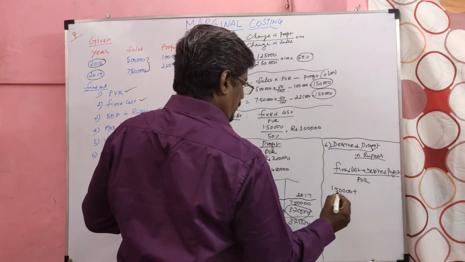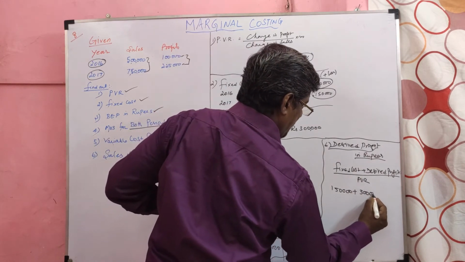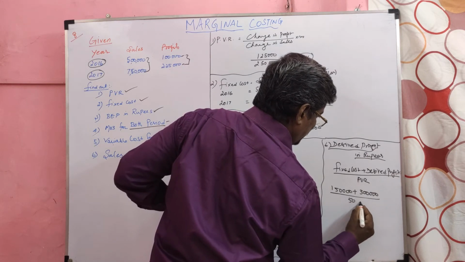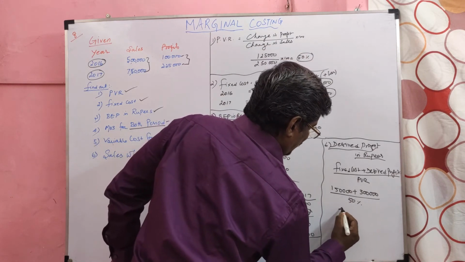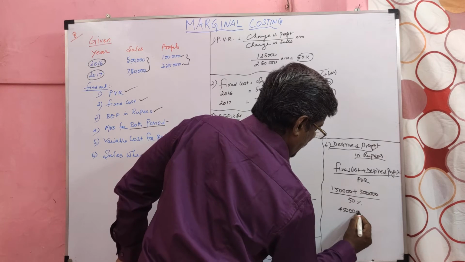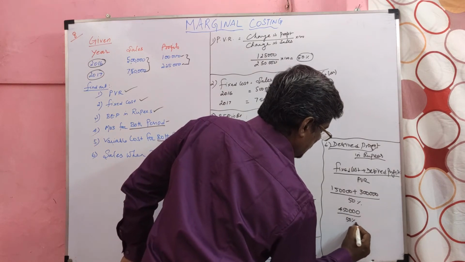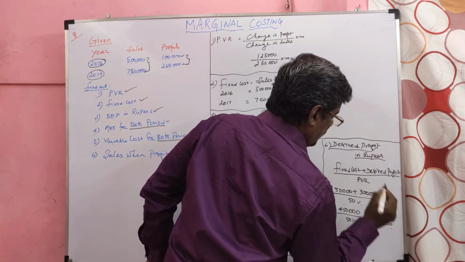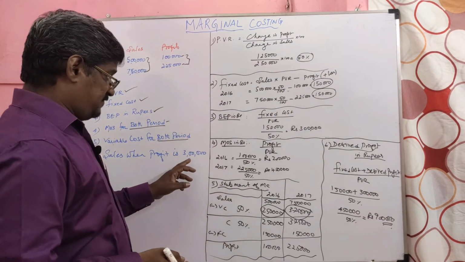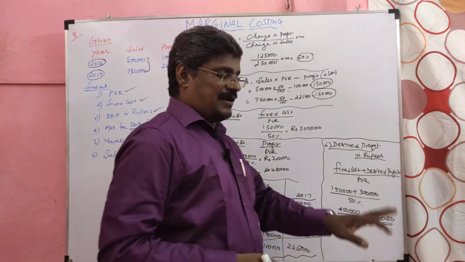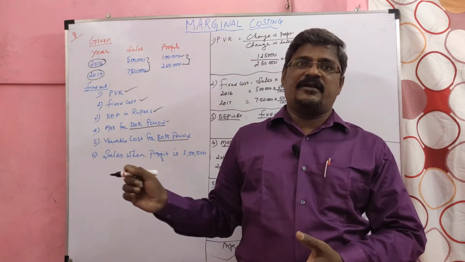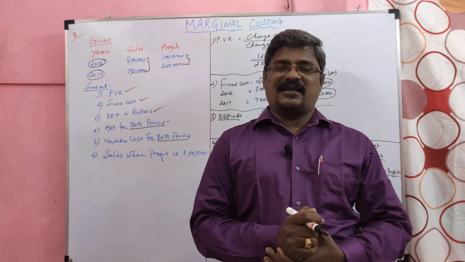Desired profit, required profit how much? 3 lakh. Our PVR is 50%. So 4,50,000 divided by 50% equal to rupees 9 lakh. So if we want to earn profit of 3 lakh, we should sell for 9 lakh. Students, today we are going to learn 2 problems. We completed 1 problem. Now we will start the second problem.